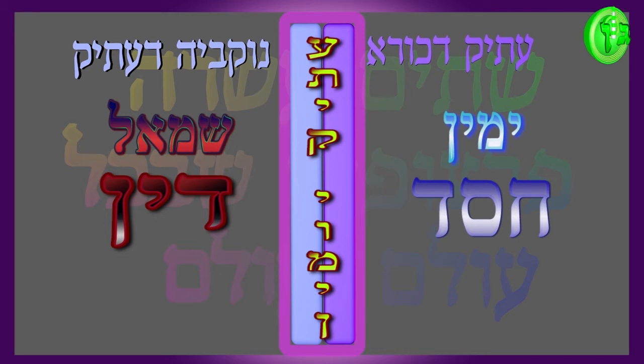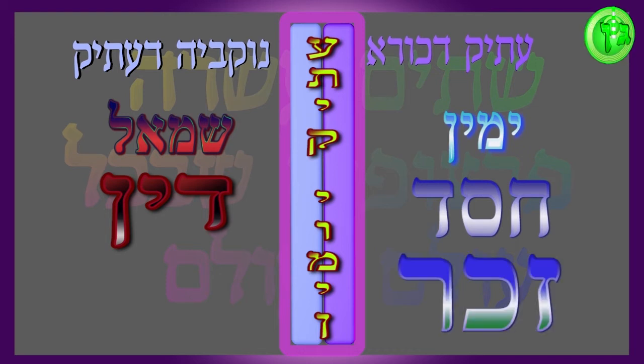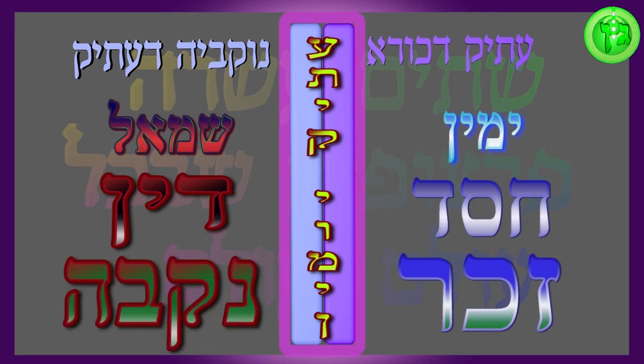And this is the reason why the male side of Partzuf Atik Yomin, which is Atik Dechura, is situated on the right side, while the female side of Partzuf Atik Yomin, which is Nukvei de Atik, is situated on the left side. And the same holds for the male and the female sides of any Partzuf, as the male is always on the right side, while the female is always on the left side.